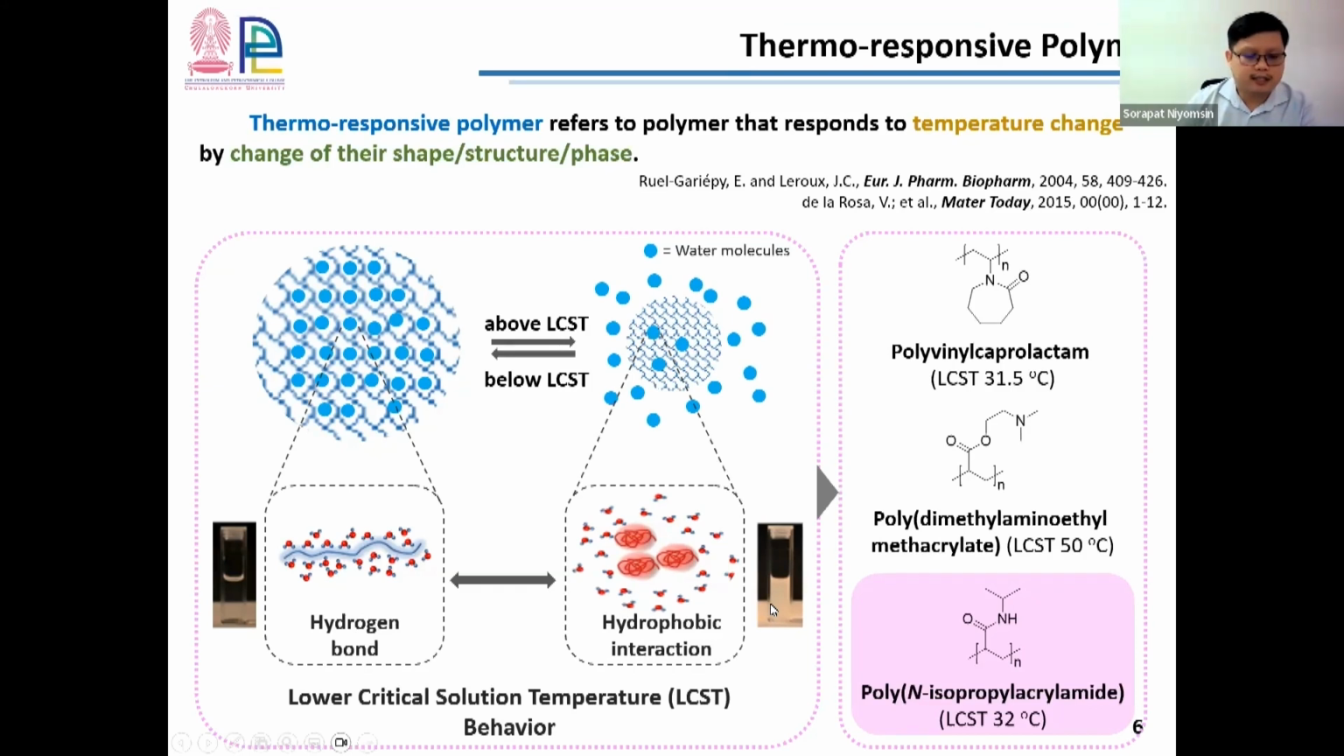The polymers that can act like this are polyvinyl caprolactam and poly-N-isopropylacrylamide, or PNIPAM, where different structures will have different temperatures at which the behavior changes. So in this case, I would like to choose PNIPAM, which changes at 32 degrees Celsius.